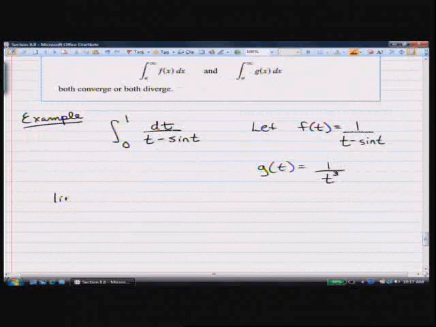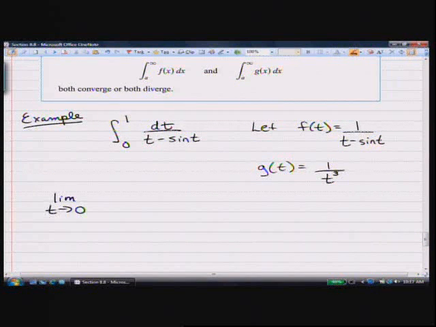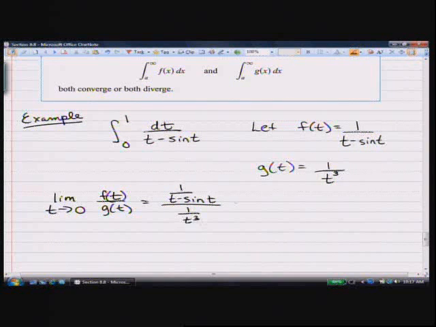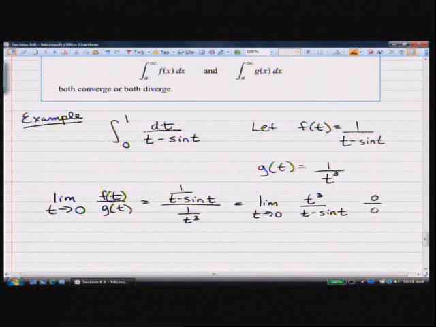So let's look at the limit as t goes to 0 of f of t over g of t, and see if we can get that to be a finite value. So this is going to be 1 over t minus the sine of t over 1 over t cubed. So that's the limit as t goes to 0. You can flip that, and it's going to be t cubed over t minus the sine of t. And you should convince yourself this is going to be 0 over 0. So we can use L'Hopital's rule.